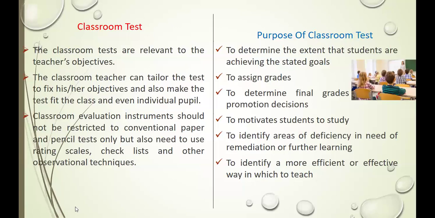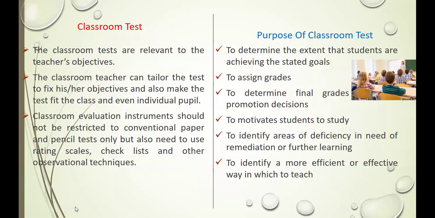Now we are here to discuss the classroom test and the factors that teachers should consider when organizing the classroom test. Well, as we all know, a test is an assessment administered by a teacher to measure students' understanding of material covered in a class. So there may be several reasons why a classroom test is being conducted. For example, it is to determine the extent to which students are achieving the stated goals, whether they have achieved the stated goals.